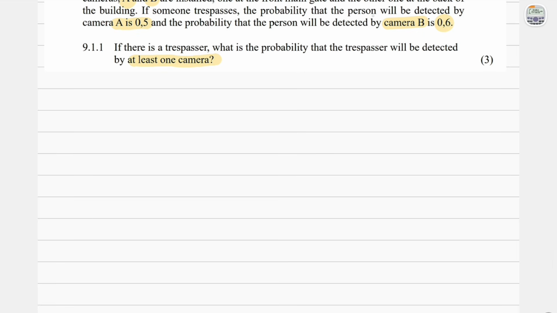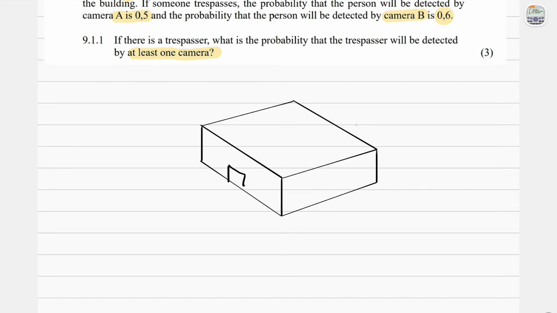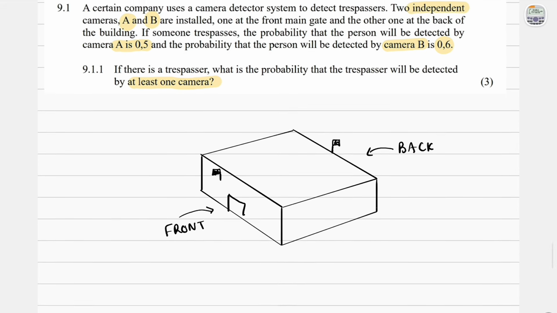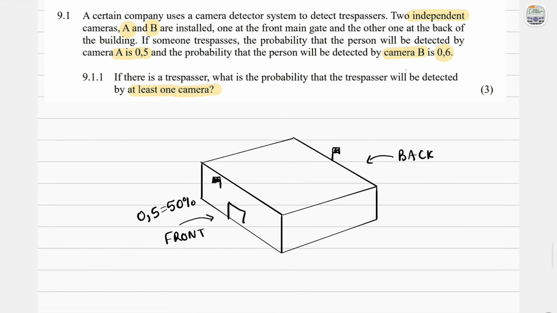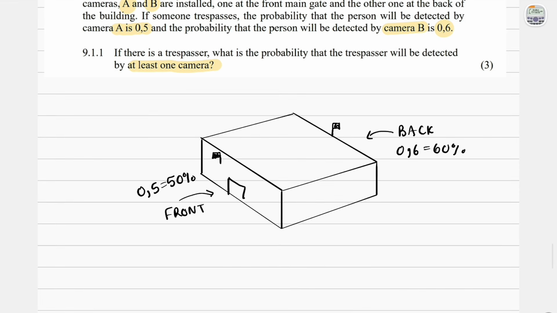We have this building and we have a front gate and a back gate. So there's a camera in front of both gates. Okay, so we have one camera over there and one at the back. And we know that the probability that if there is a trespasser, they will be detected by the camera in front is 0.5. So it's a 50% chance. Okay, so there is a 50% chance that they will be detected by this camera in front. And 0.6 for camera B. So there's a 60% chance that they will be detected by the back camera. So maybe they're coming in from this side.